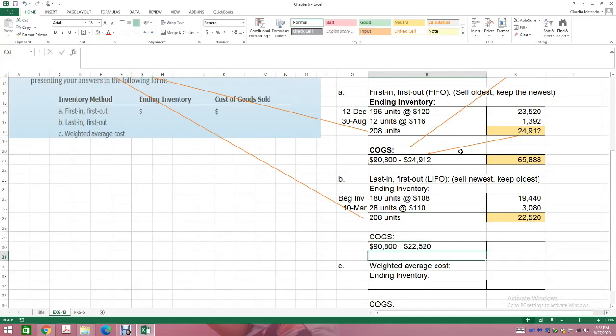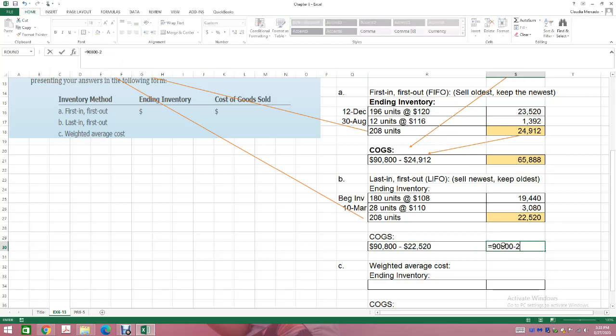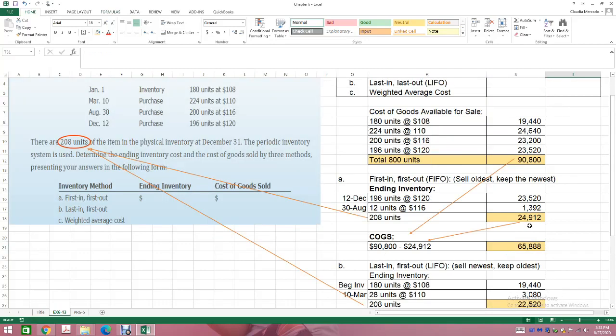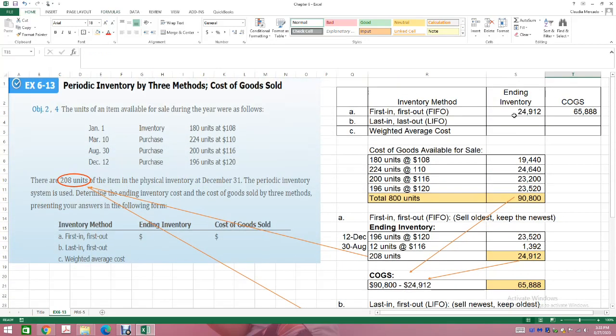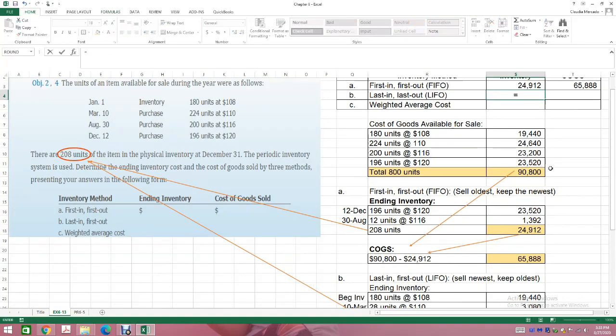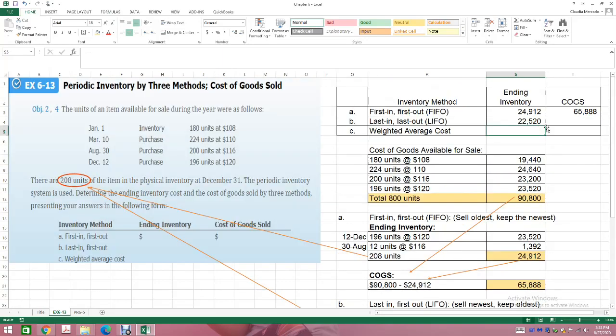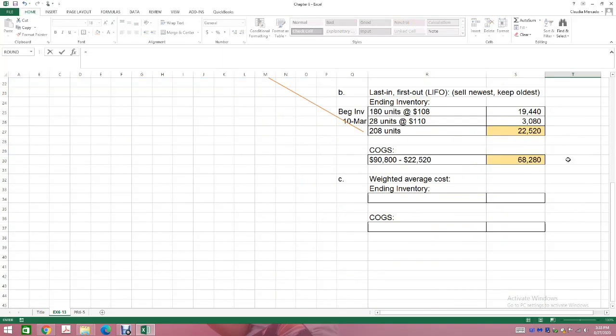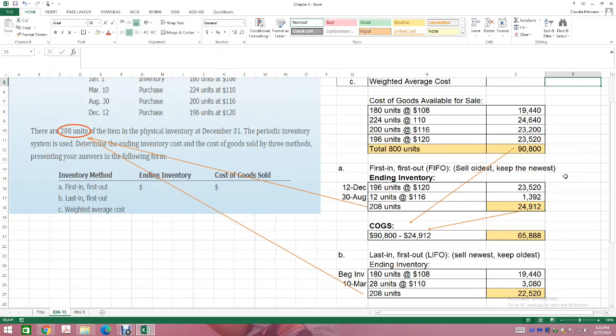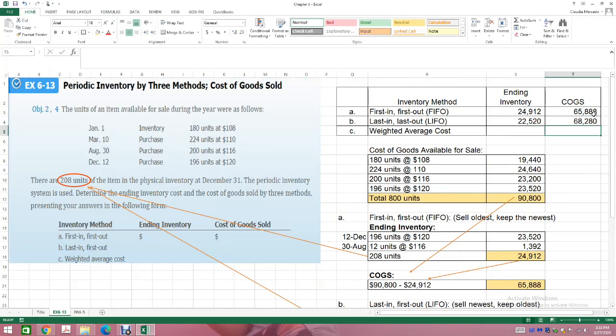Okay. So then that's going to give me 90,800 minus 22,520, 68,280. Okay. So now that we've calculated this, we can go and plug it in. So it's 22,520 and 68,280. I'm just going to link it, that way I know where I'm getting these numbers. It'll be 22,520 and then it'll be 68,280. Okay. So I've already filled those out.